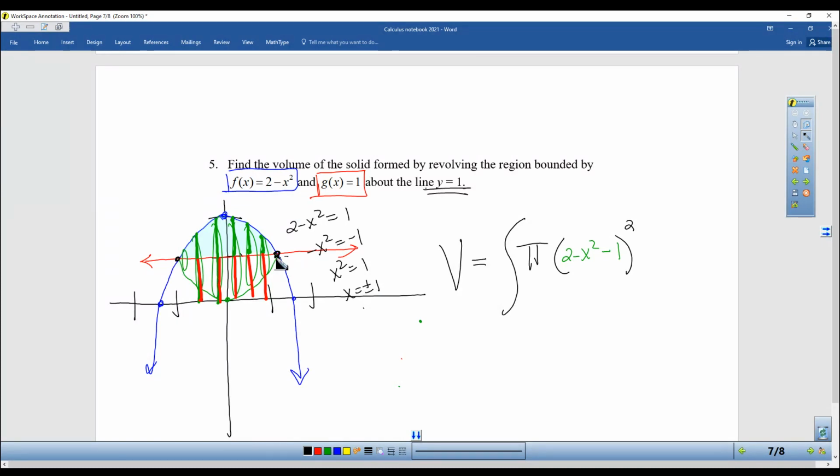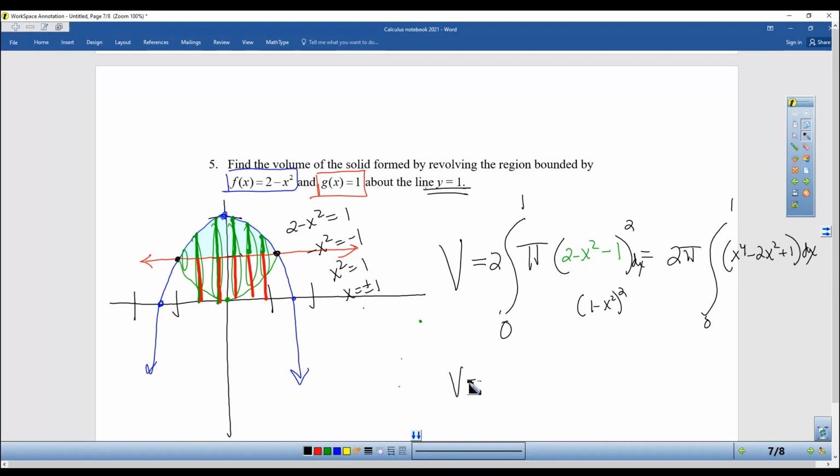So it's going from negative 1 to 1. Or this time, let's start at 0. When the two sides are symmetric, we can do that, which is kind of nice. Okay, so let's go ahead and simplify this. Dx. I always forget that. 2 pi, and this is actually going to be 2 minus 1, which is just 1, minus x squared. So that's going to give me x to the 4th minus 2x squared plus 1 dx from 0 to 1.